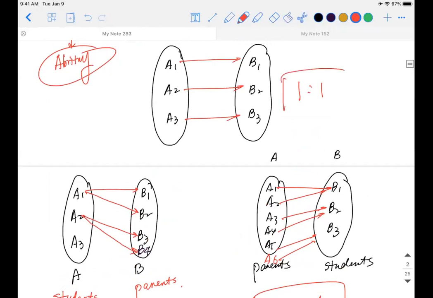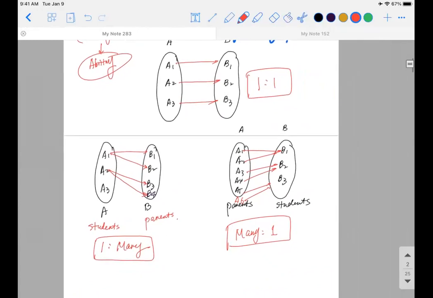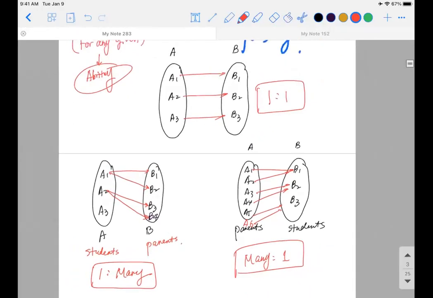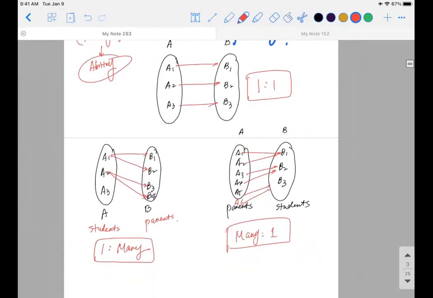Okay? If we do a quick comparison, the first one we can consider is a one-to-one relationship. Is it right? The second one is a one-to-many relationship. And the third one is a many-to-one relationship. Right? This is only an abstract. You might have more relationships, but generally speaking, you can classify all your relationships into these three different categories.